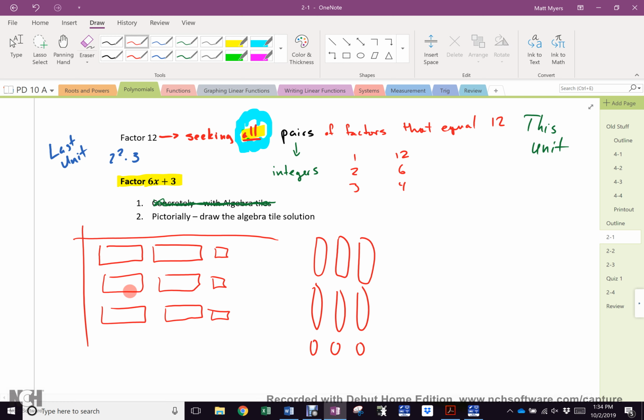Now, this is a product, yes? Just like the middle of the 8 was 8. Where do the factors live? No, we just said the factors are on the side. 1, 2, 3. What's that distance? X. What's that distance? 1. So the factors are 3 times 2x plus 1.